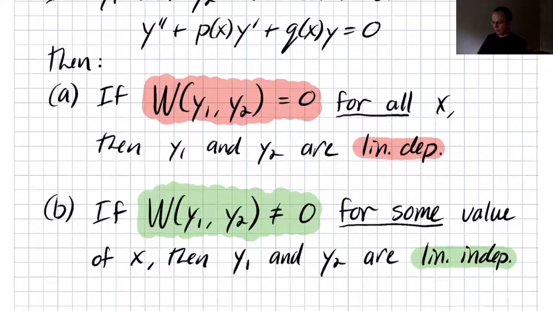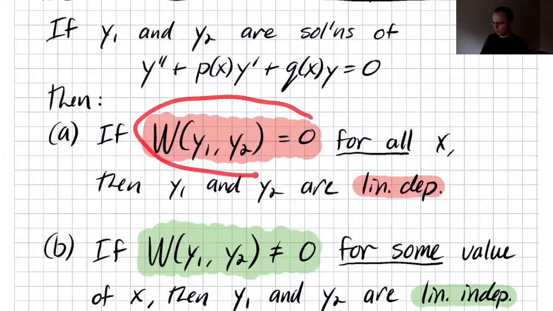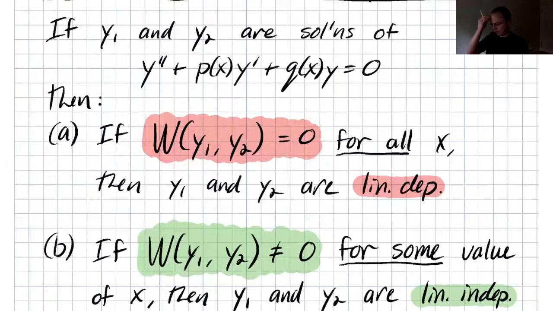You just take those two solutions, and you compute their Wronskian just like we did in that previous example. And if it is 0 for all x, then those functions are linearly dependent. And we know this would be a big problem. We wouldn't be able to satisfy our initial conditions if that was the case.